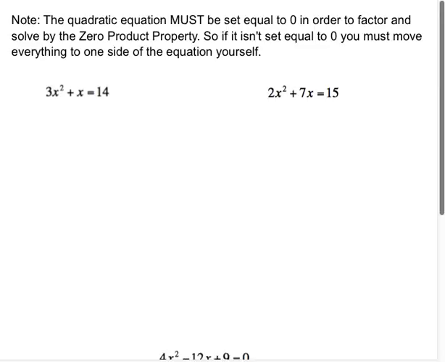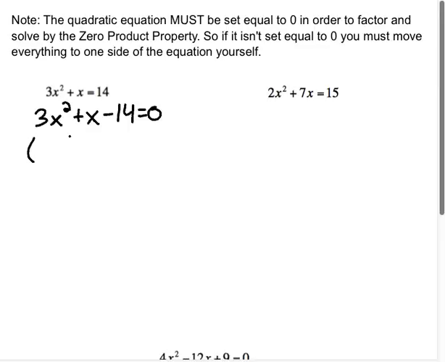All right, so now, of course, to use the zero product property, well, it has the word 0 in it for a reason. The only way that this works is if all of it is actually set equal to 0. So I have to subtract that 14 over first, and now I can apply my zero product property, okay?